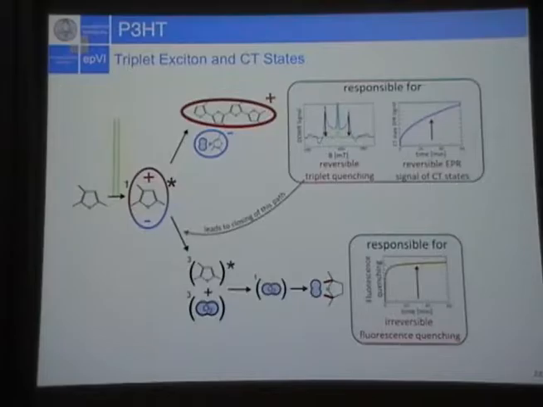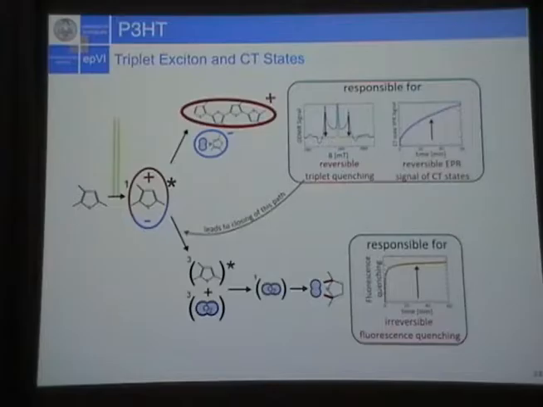Actually, we can distinguish between two. For photoluminescence quenching, we see an irreversible interaction of the triplet state of the polymer with the triplet state of oxygen, resulting in oxygen in a singlet state, which is very reactive and reacts with the polythiophene, and this is irreversible. In the case of CT states, you can form the charge transfer between polymer and oxygen, but when you apply vacuum, you quench the triplet, but this is reversible. So actually, when you pump it, you will get a signal decrease.